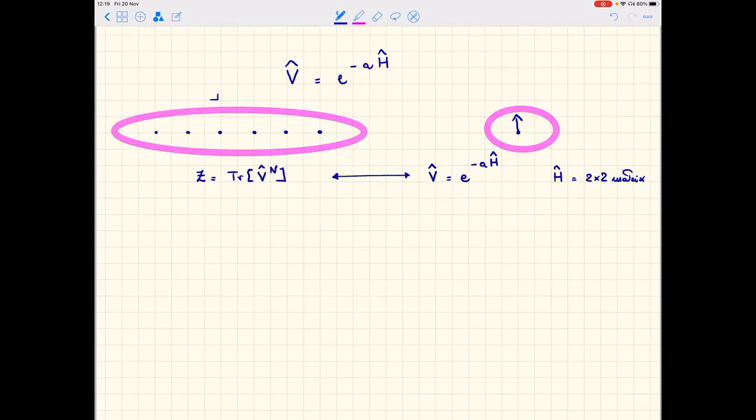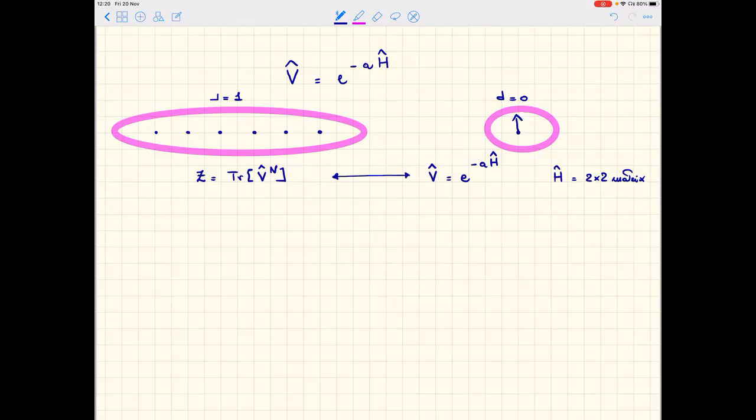So here d was equal to 1. And of course, here I have the Hamiltonian of a single spin. So d is equal to 0. It's a zero-dimensional system, a single spin. It doesn't have any dimension. Now, this is very important.